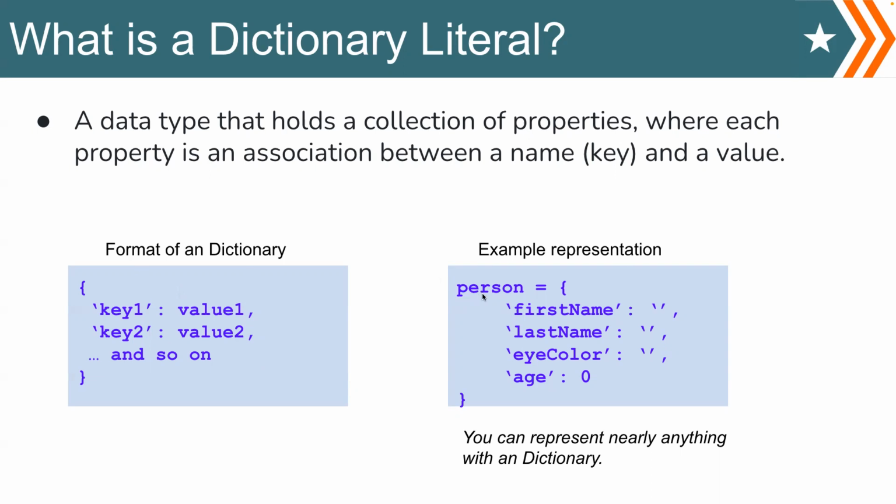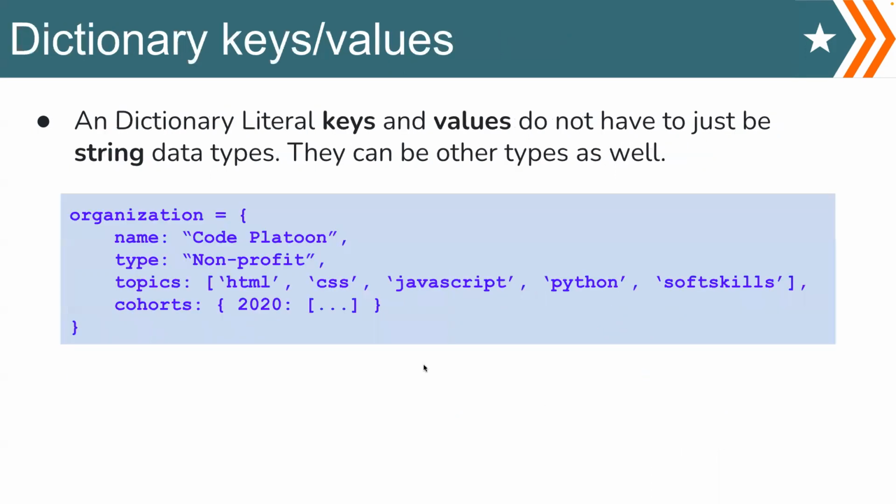So example representation, we have a person, which would have a first name, a last name, an eye color, and age. All right, a dictionary literal's keys and values do not have to just be string data types. They can be other types as well. So again, the keys have to be either strings or numbers, but the values do not.